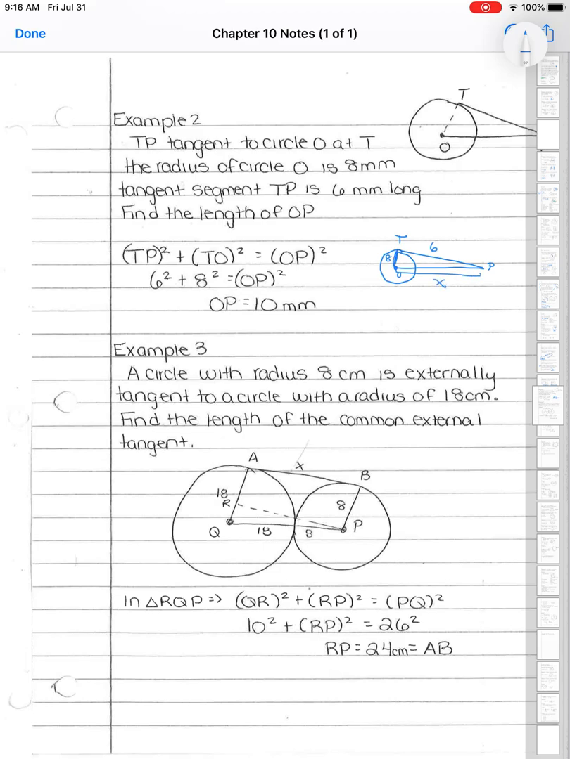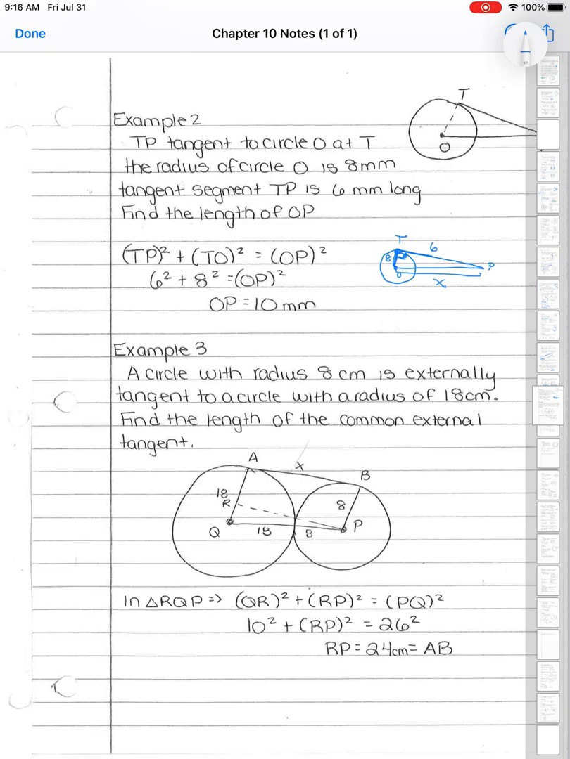Well, we know that a radius to a tangent at the point of contact is perpendicular. So I'm going to add my right angle in there. So you can use the Pythagorean theorem. So 6 squared plus 8 squared equals OP squared, or x squared. And OP comes out to being 10.